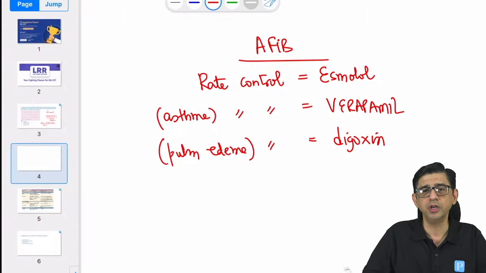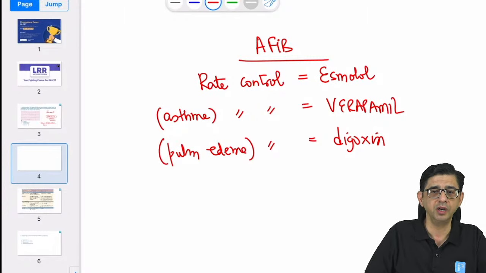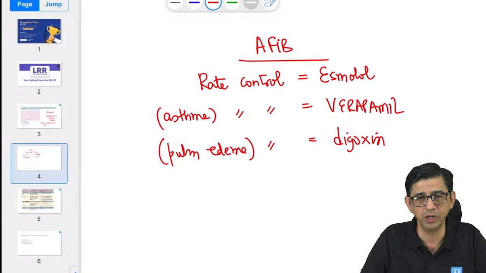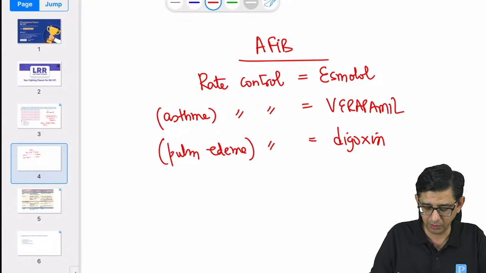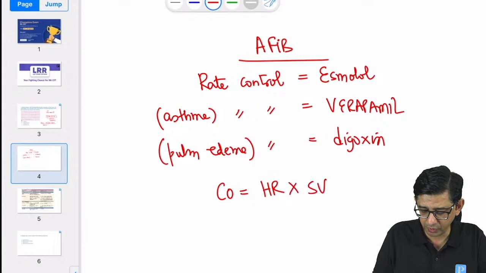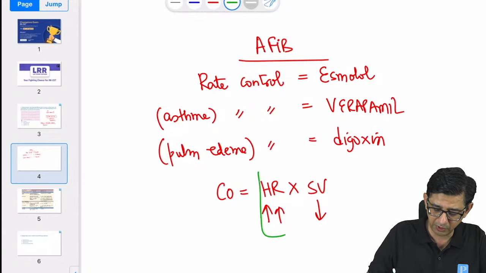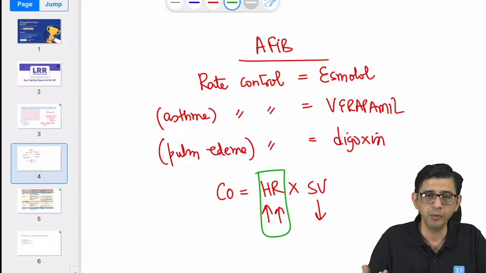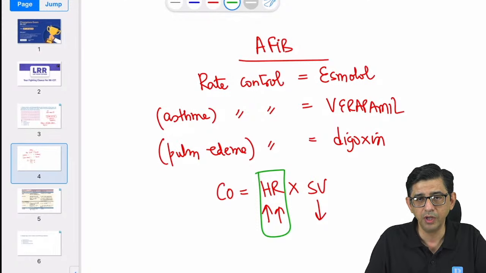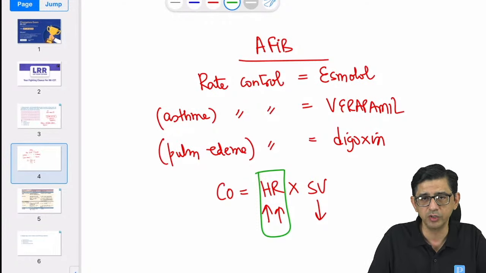We also do not give verapamil or diltiazem in heart failure, because they'll also slow down the heart. See, tachycardia is what keeps the patient alive. Cardiac output formula is heart rate multiplied by stroke volume. Stroke volume is less, so there is a compensatory tachycardia. The tachycardia is the one that is keeping the patient alive. If you are going to slow the heart, verapamil slows the heart by acting on the AV node, diltiazem slows the heart by acting on the AV node, and esmolol anyway slows the heart.